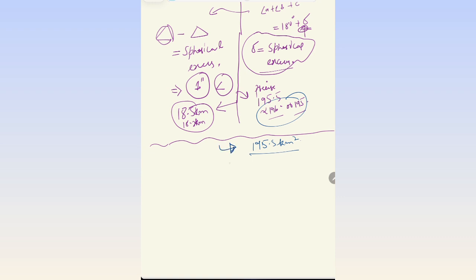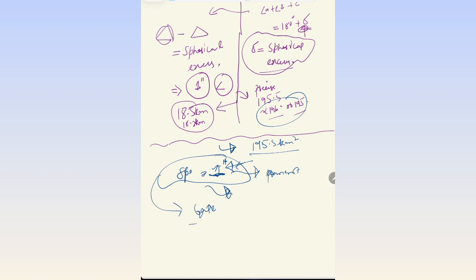For this very particular area, the spherical axis of 1 second becomes prominent. That means, when the area to be surveyed is 195.5 kilometers square, the spherical axis at that time is 1 second. So in precise terms, it has been asked in the GATE exam.